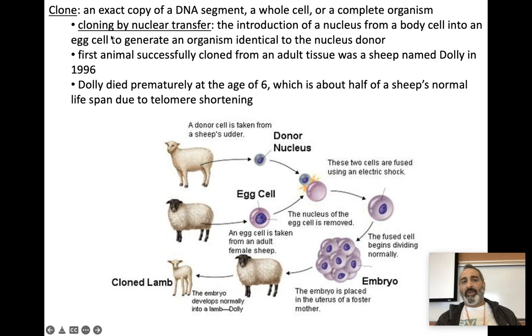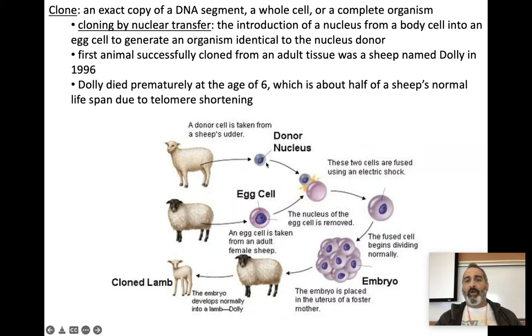It's called cloning by nuclear transfer. All right. So what you do is the introduction of a nucleus from a body cell. So let's say they take a cell from a sheep. They have a donor cell from a body cell or a somatic cell. So you get a donor cell. So now you have a donor nucleus. So why is it a donor nucleus? Because it contains all of the chromosomes to produce the sheep. Then it is inserted into a donor egg cell.